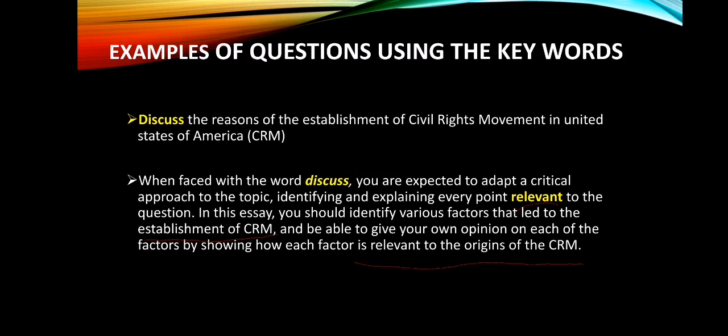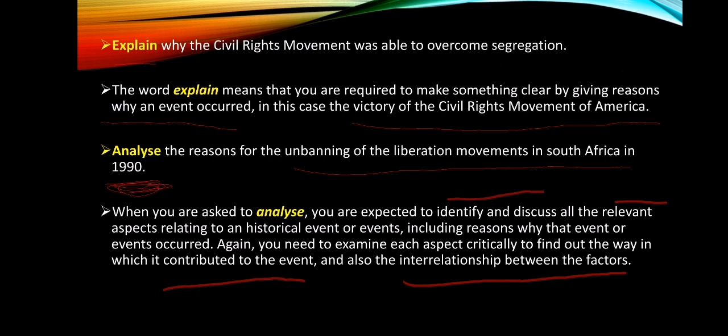Examples of questions using the keywords: discuss the reasons for the establishment of the civil rights movement in the United States of America. Now, when you are faced with the word discuss, you are expected to adopt a critical approach to the question, identifying and explaining every point relevant to the question. In this essay, you should identify various factors that led to the establishment of the CRM. Could it be segregation, the Ku Klux Klan, how African Americans were treated, how they were separated, and be able to give your own opinion on each of the factors by showing how each factor is relevant to the origins of the CRM. There are many factors, therefore you need to identify the ones that are relevant to the establishment of the CRM.